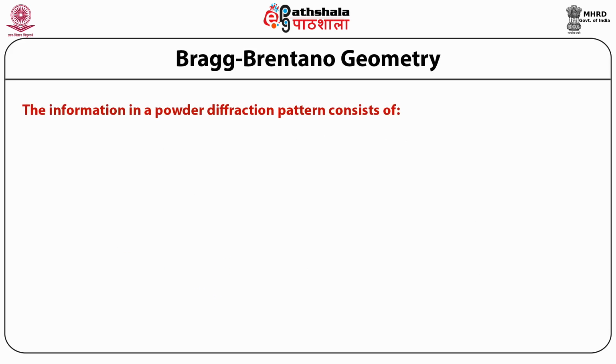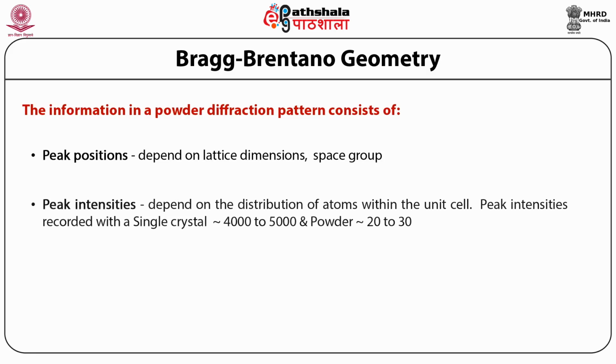The information provided in a powder diffraction pattern consists of peak position, peak intensity, and peak shape. Peak position depends on the lattice dimensions, that is a, b, c, alpha, beta, gamma, and also the space group. Peak intensities generally depend on the distribution of the atoms within the unit cell, for example, the atomic parameters x, y, z, and the thermal factors, etc.